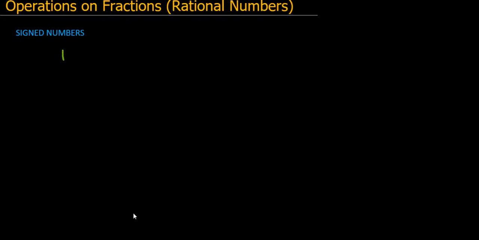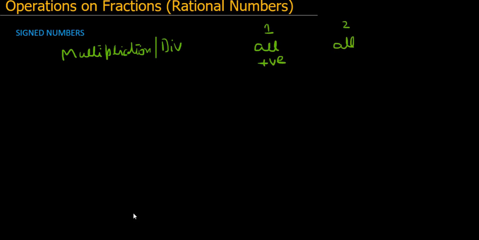Now we discuss multiplication and division. Again, there are three cases. First is when all numbers are positive. Second is when all numbers are negative. Third is when a few are positive and a few are negative. If all numbers are positive, whether you are multiplying them or dividing them, the result would be positive.